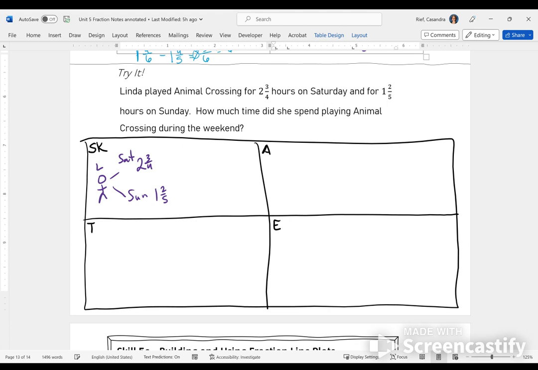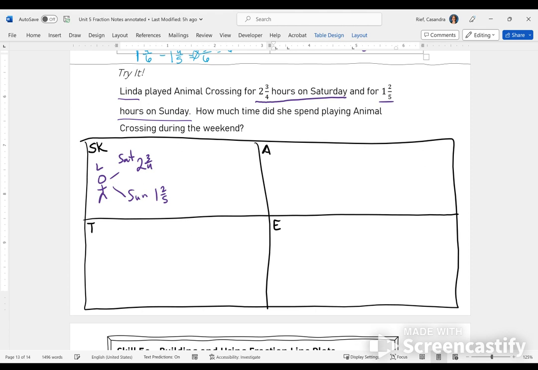And in this, I've already included what I know. We know it's about Linda, and we know she played for 2 3/4 hours on Saturday and for 1 2/5 hours on Sunday. So I've got a handle on the situation, and I know the information they gave us. Now we're ready to tackle asking.